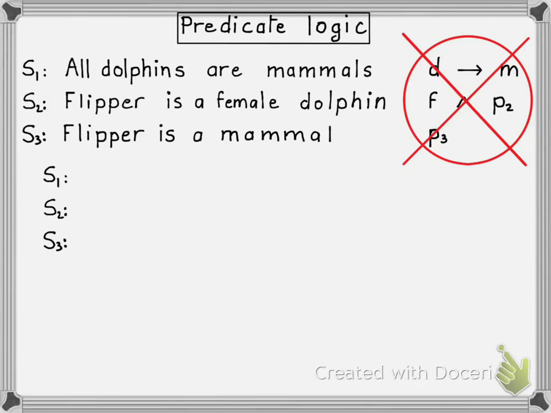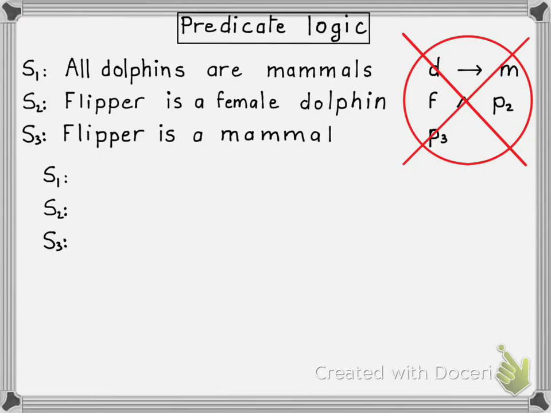So which predicates are we going to need? Well, we're going to need the predicate of being a dolphin. We need the property of being a mammal, the property of being a female, and these are the only three predicates we will need.